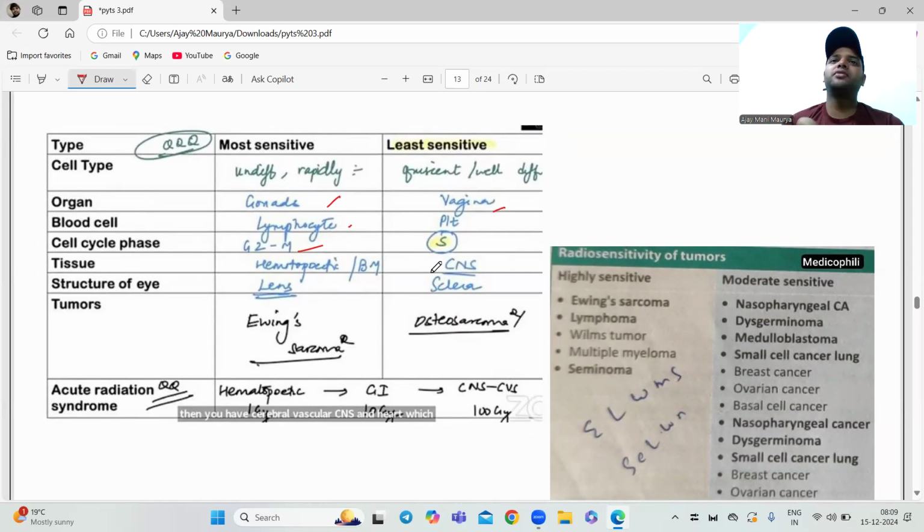Last time there was one question from this. Structure of the eye: the lens is the most sensitive, and the least sensitive is the sclera. Tumors: Ewing's sarcoma is the most sensitive, and osteosarcoma is the least sensitive.